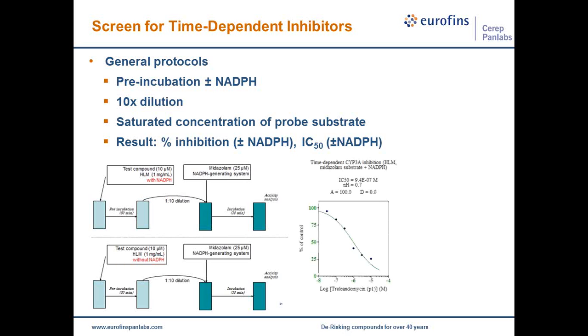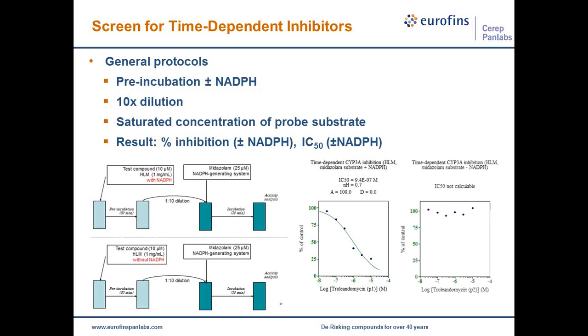So here's the data for the CYP3A time-dependent inhibitor, troleandomycin. Here we can see, when pre-incubated with NADPH, it has an IC50. It's very potent inhibition, with a very low IC50. But when pre-incubated without NADPH, there's almost no inhibition.